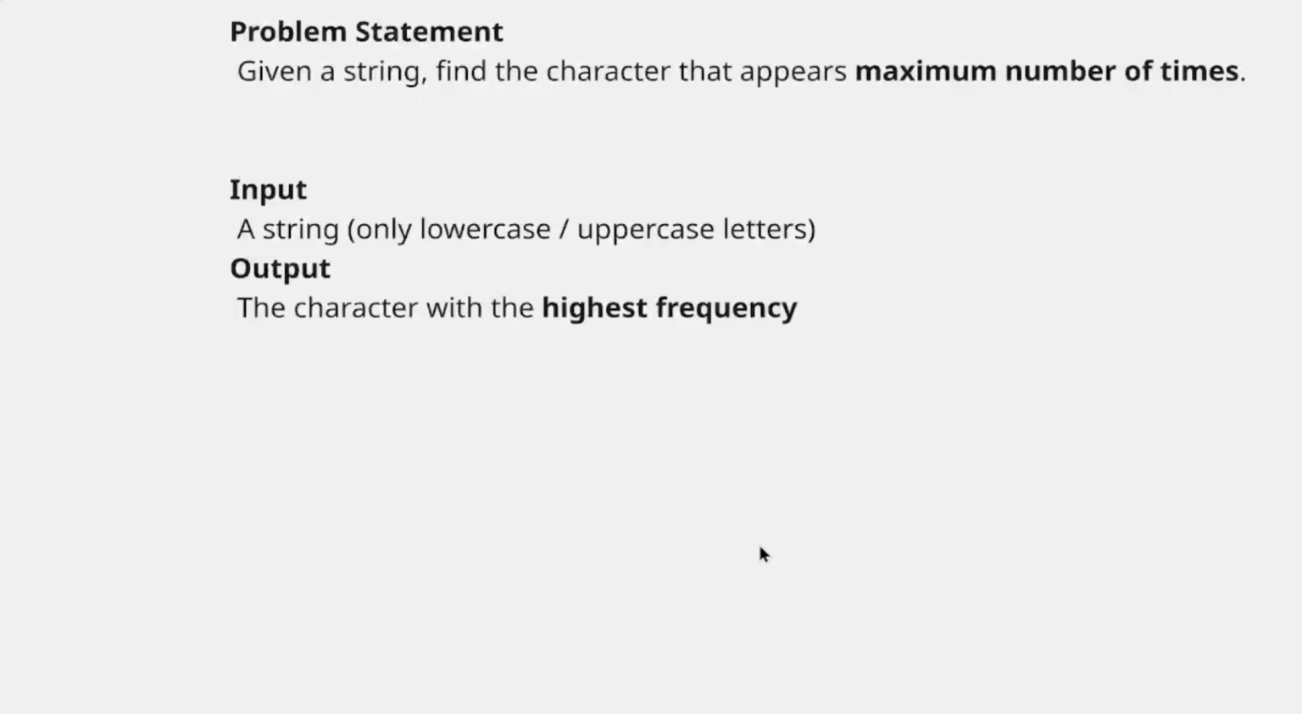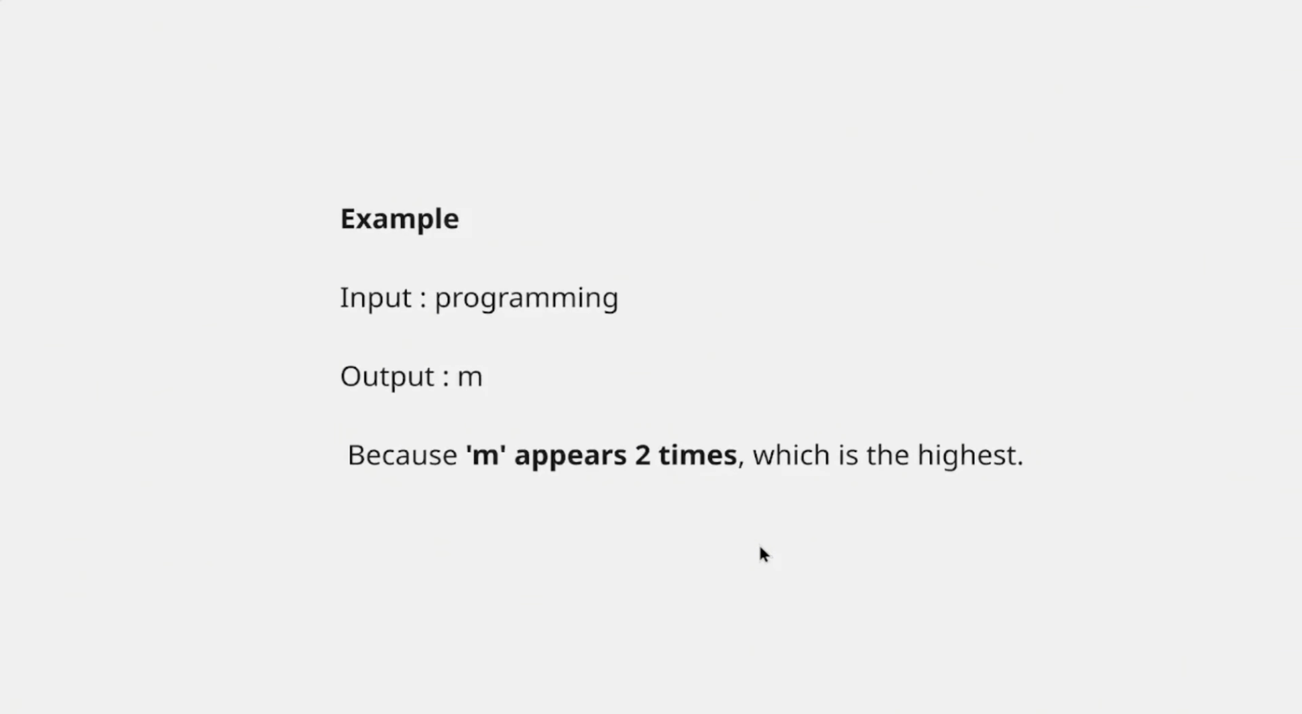Let's see the example. Our input is programming. If we see here, in programming, we have the character m. M occurs two times. The other characters occur only one time. M alone occurs two times. That is our maximum frequency. That character we are going to print.